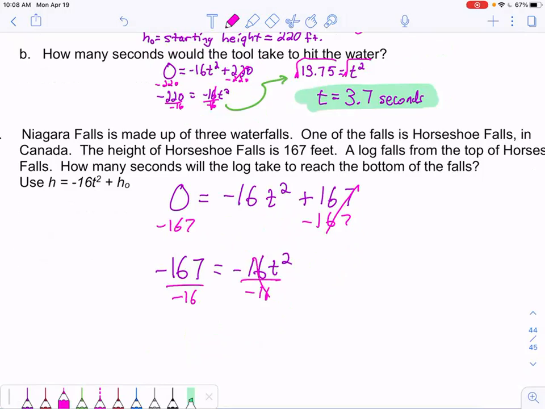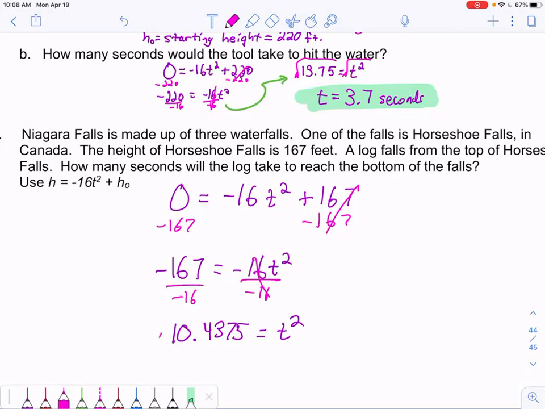Negative 10.3475. Good. Everything's good except when it's a negative, it's going to give you a positive. So you said it's 10.375, I'm sorry, 10.4375. I'm losing my mind. 10.4375. That's going to equal t squared.